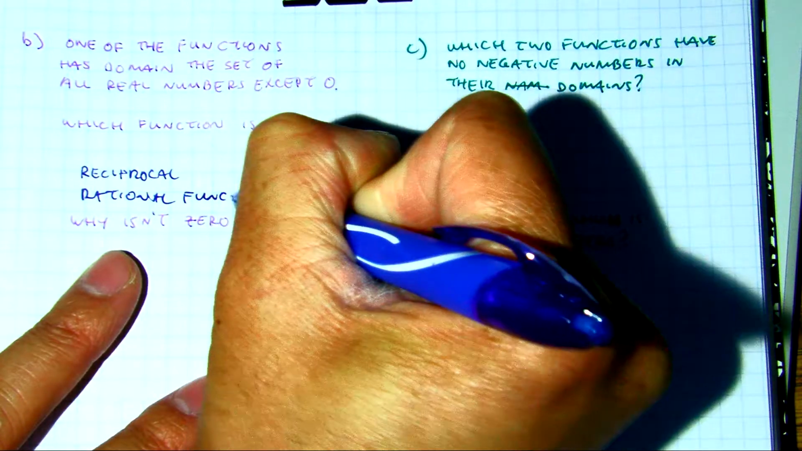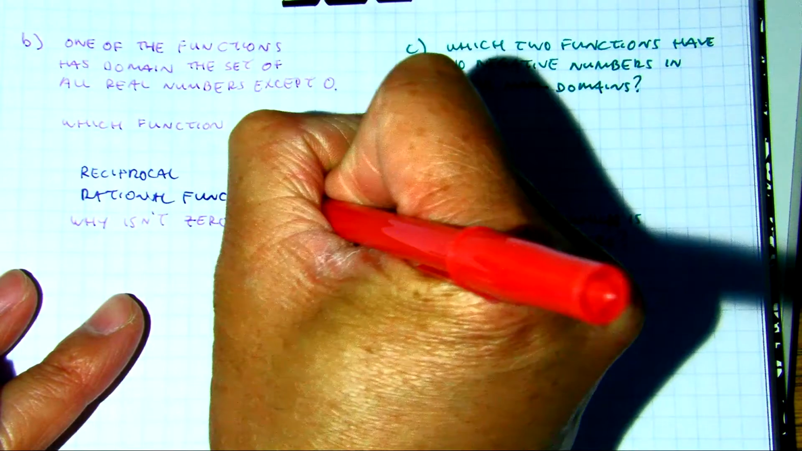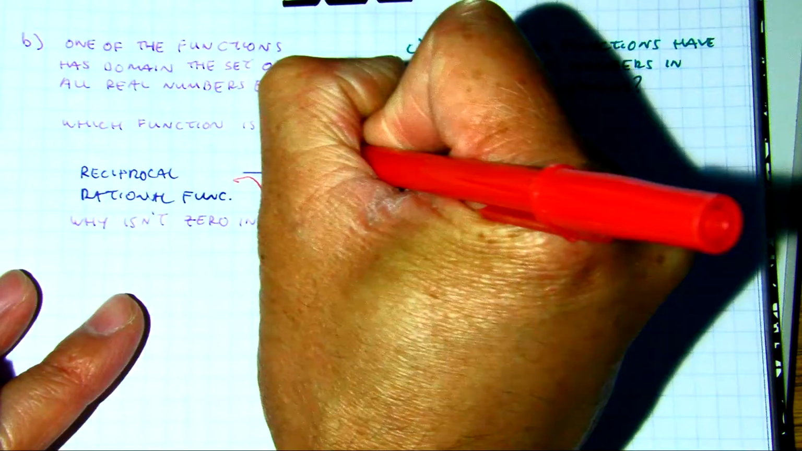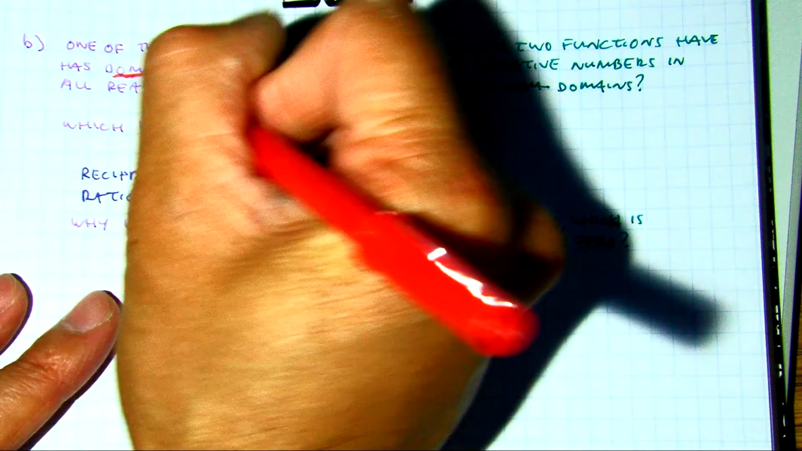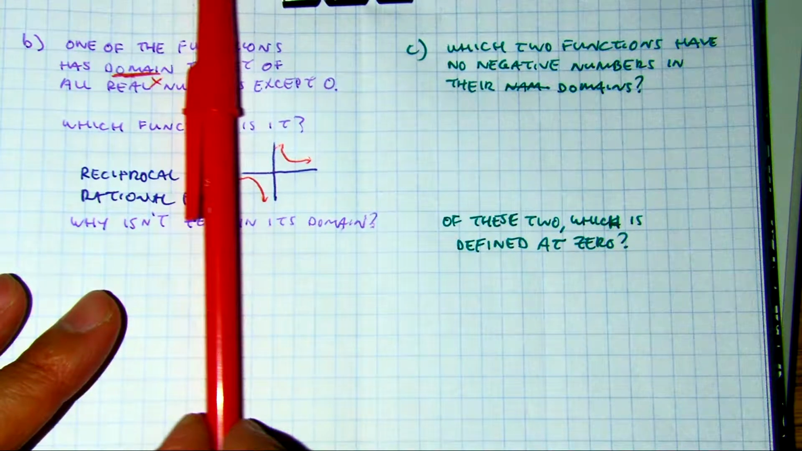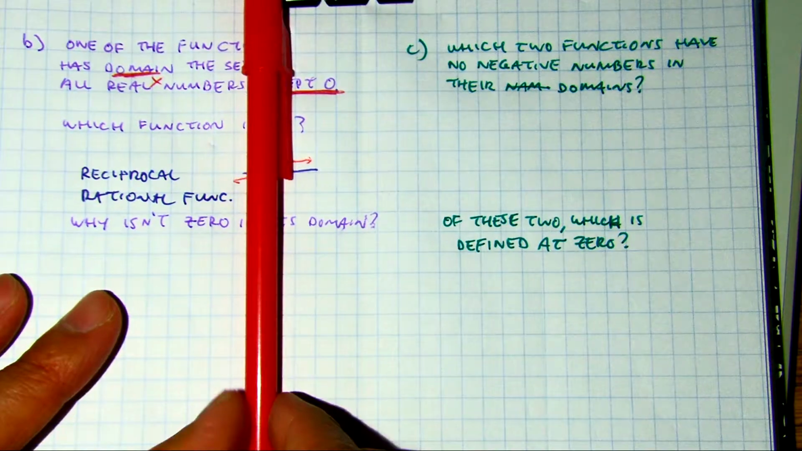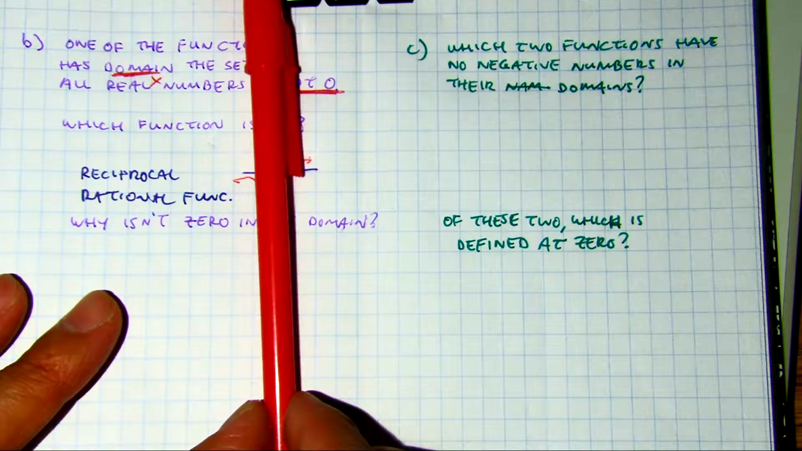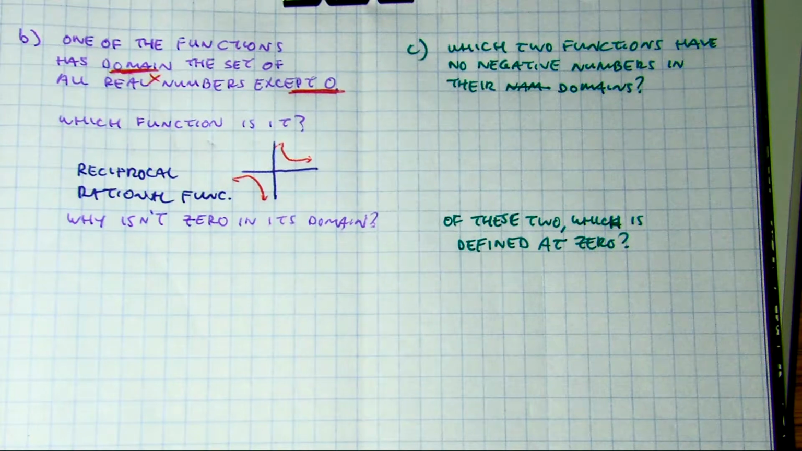Because if you draw yourself a picture of the parent graph, remember domain means which letter? The x's. So they're saying you can pick all the x values except for 0. What does that x equals 0 represent? The vertical asymptote. So it answers the next question. Why isn't 0 in this domain? Why can't you pick 0?